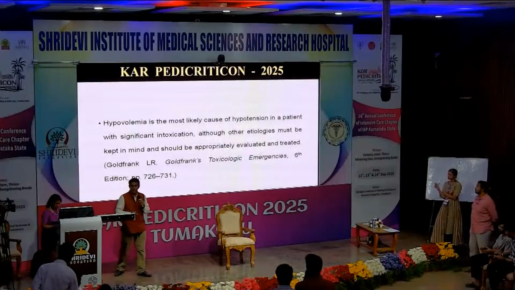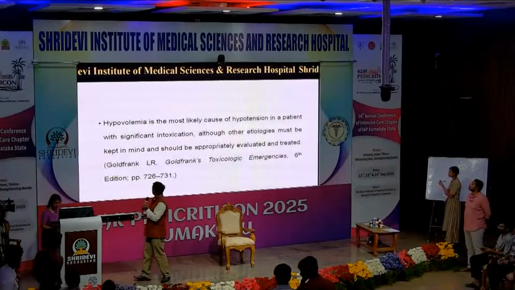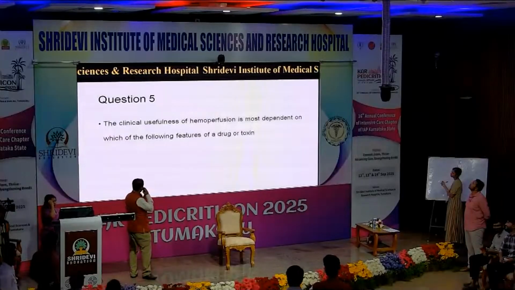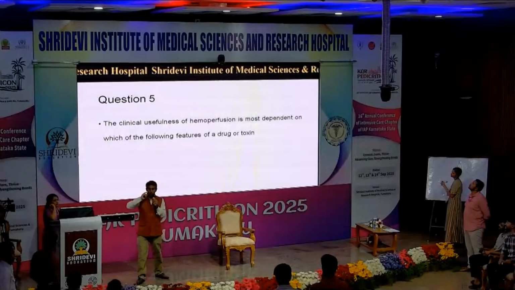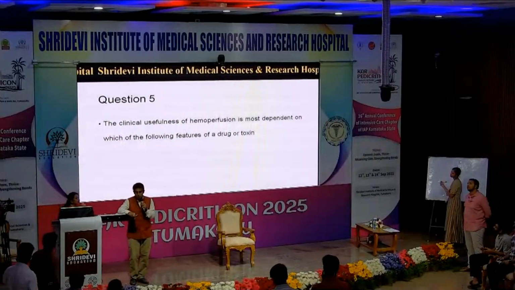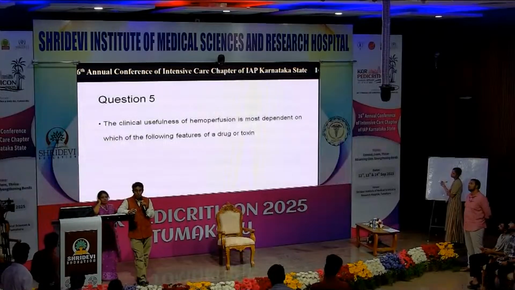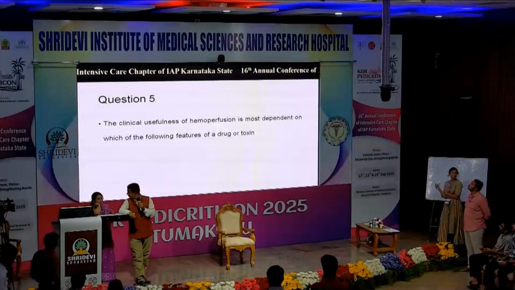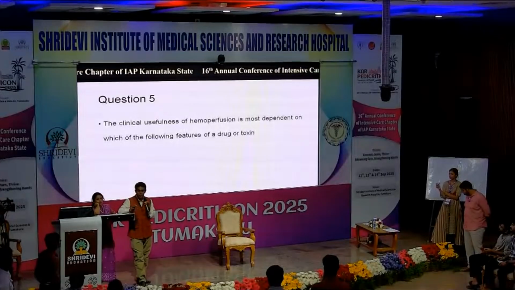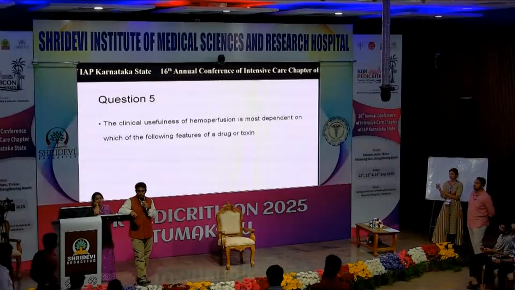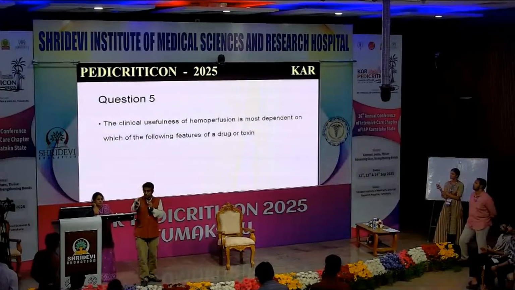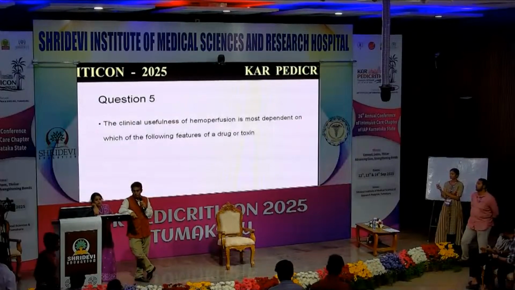Okay, team A ready? The clinical usefulness of hemoperfusion is most dependent on which of the following features of the drug or toxin? When you're trying to excrete a drug or toxin, you use the hemoperfusion method. You want to know how it works. I don't want a drug, I want the mechanism. The usefulness of hemoperfusion is dependent on what is what I'm trying to ask here.